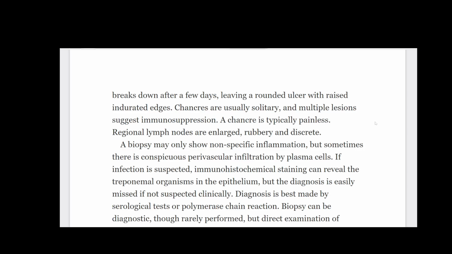A biopsy may only show non-specific inflammation, but sometimes there is conspicuous paravascular infiltration by plasma cells. If infection is suspected, immunohistochemical staining can reveal the treponema organisms in the epithelium, but the diagnosis is easily missed if not suspected clinically. Diagnosis is best made by serological tests or polymerase chain reaction. Biopsy can be diagnostic, though rarely performed, but direct examination of smears from oral lesions is not recommended because Treponema pallidum cannot be confidently distinguished from other oral commensal spirochetes. After 8 or 9 weeks the chancre heals, often without scarring, but while present is highly infectious. Unfortunately, the diagnosis of syphilis is rarely made at the primary stage.